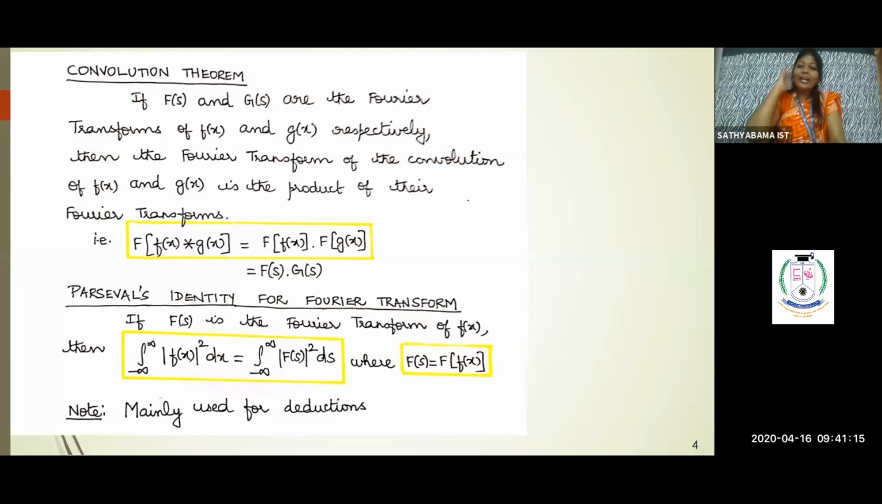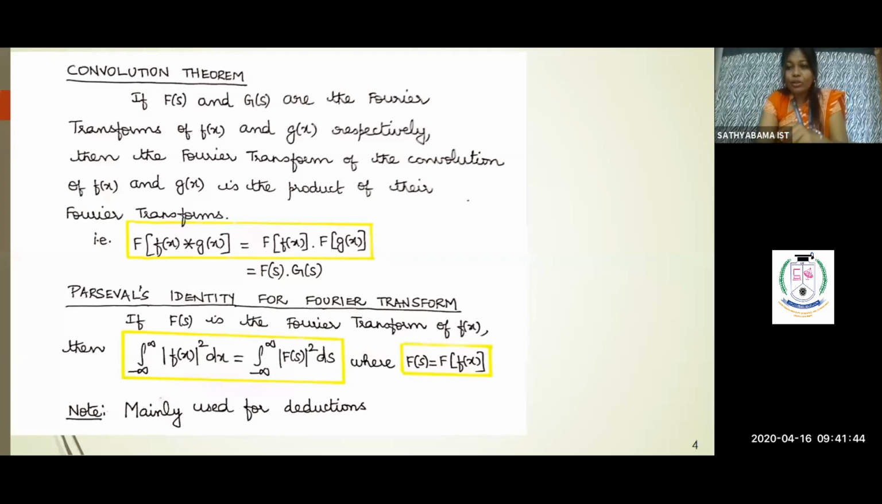Fine. Now, where do we use this? This identity is mainly used for deductions. Many a time you'll be asked to find the Fourier transform of a function, and then the question will say, hence deduce. So you have to prove a result from the Fourier transform that you found. So that is where Parseval's identity is used. Please remember, Parseval's identity is used only for deductions when you have to prove a result.